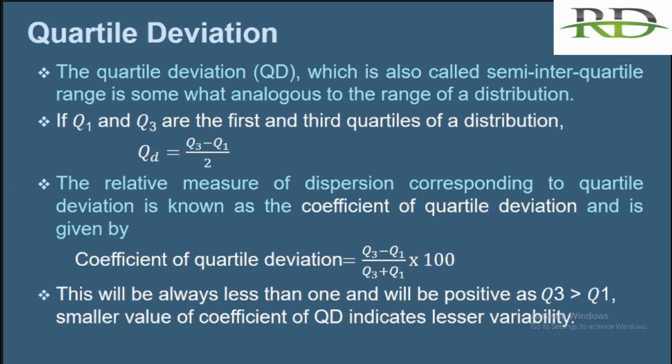The measure based on interquartile range is known as quartile deviation. As you can see on the screen, the formula is Q3 minus Q1 divided by 2, and its coefficient, or the relative measure of dispersion, is given as Q3 minus Q1 divided by Q3 plus Q1, into 100. Normally, we multiply relative measures by 100 and report them in the form of percentages. If you don't multiply by 100, then you would not be reporting it as a percentage.